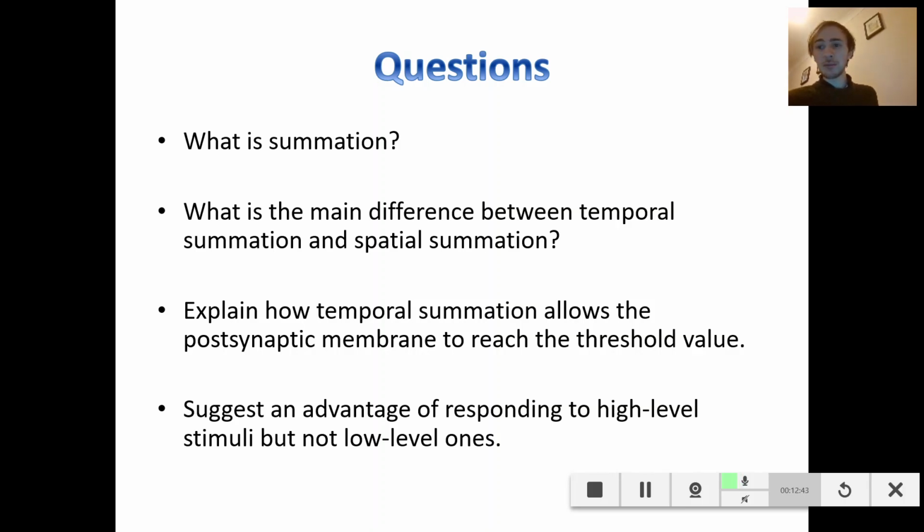And suggests an advantage of responding to high level stimuli but not low level ones. It removes the ability to overreact to low level stimuli. If every time someone touched your face, your body went through all of the reflexes that happen when you get punched, flinching away, heart rate increasing, hairs raising, it would be very annoying. You respond only to high level stimuli to avoid overreaction. It's probably the best way of putting it that I can think of.